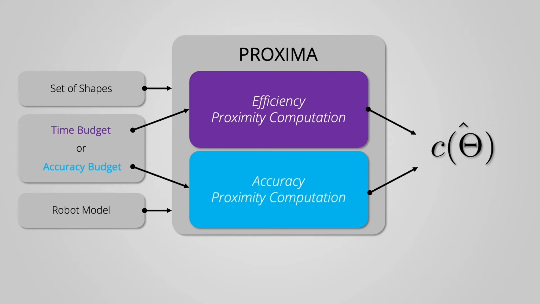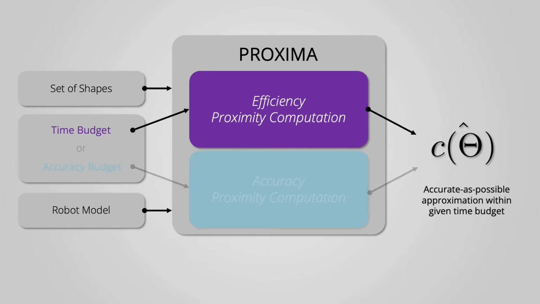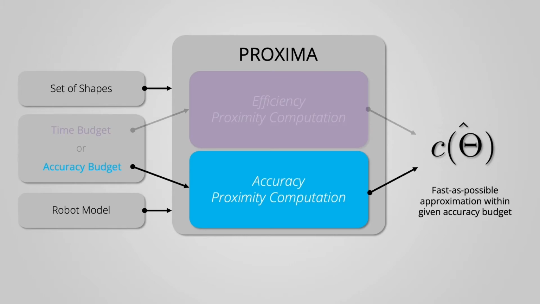In our work, we present a new approach for computing a collision proximity function for robot manipulators that formalizes the trade-off between efficiency and accuracy and provides an algorithm that gives control over it. Our algorithm, called Proxima, works in one of two ways. First, given a time budget as input, the algorithm returns an as accurate as possible proximity approximation value in this time. Or second, given an accuracy budget, the algorithm returns an as fast as possible proximity approximation value that is within the given accuracy bound.